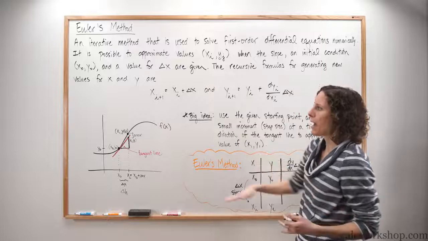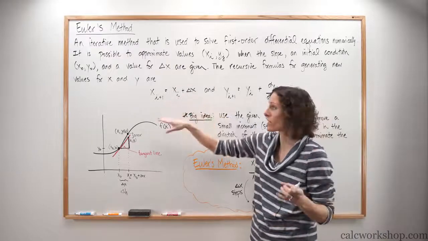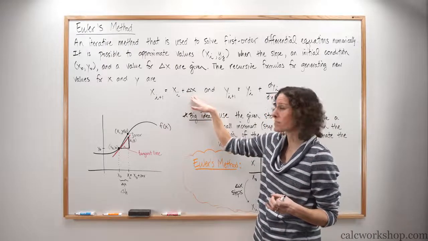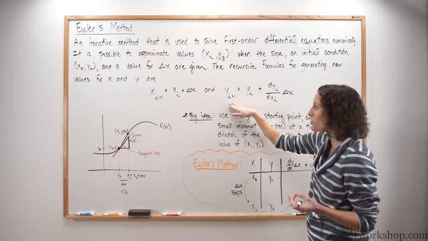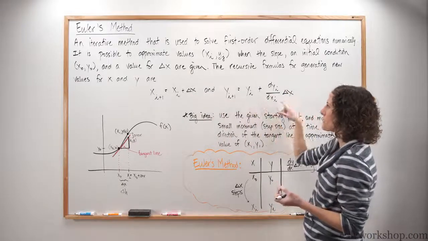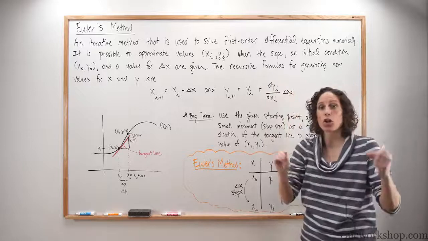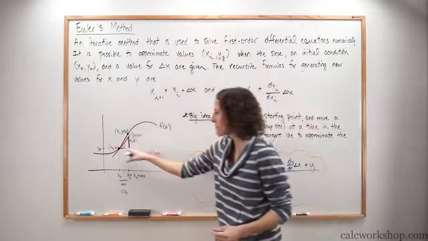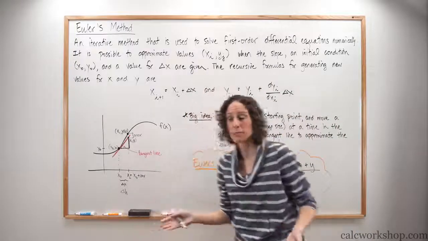Okay, so what's going to happen is you start off with this initial condition, and you add a step size. Well, that changes the y value as well, because the y value will also change by a step size along the tangent line, so we have to account for the rise over the run.